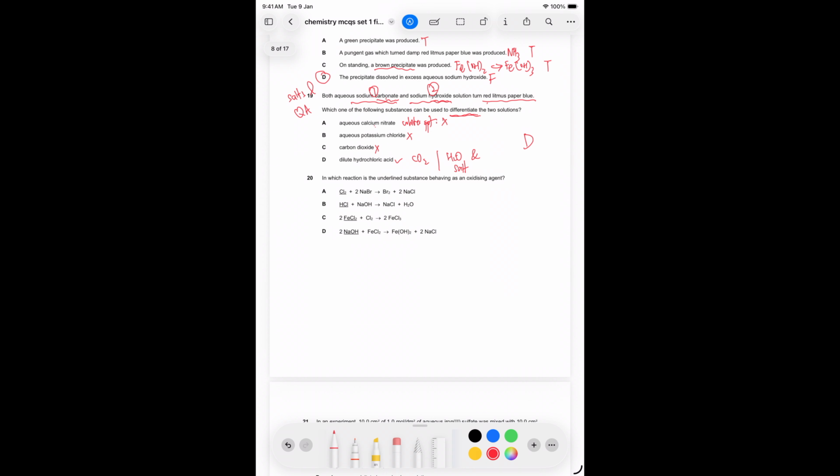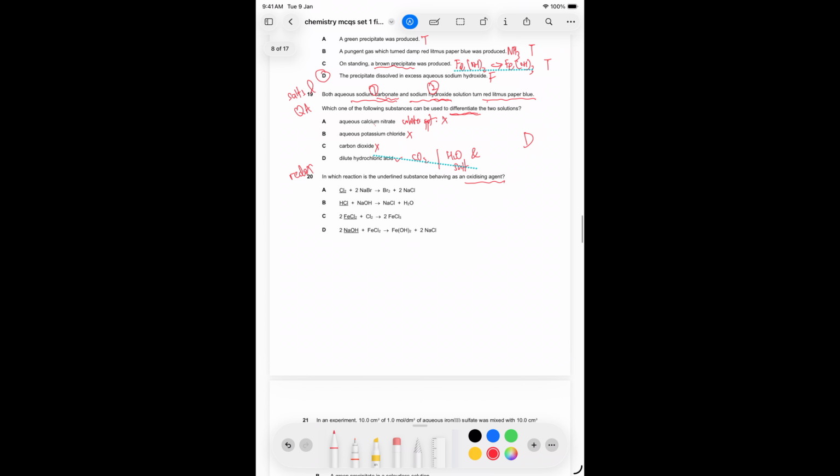Question 20. In which reaction is the underlined substance behaving as an OA, oxidizing agent? So this is definitely under redox. Okay, so take note, an oxidizing agent, the substance itself will undergo what? Reduction. So the best way to do this is to use oxidation number. Okay, oxidation number. So let's look at this. Chlorine is 0. So when it becomes this, it is -1. So from 0 to -1 it is being reduced.